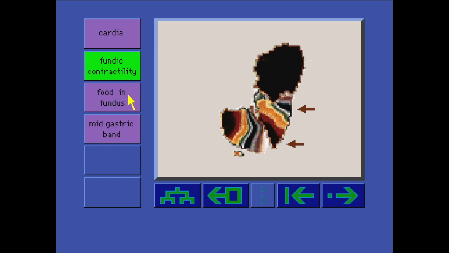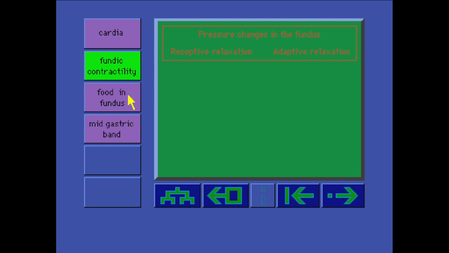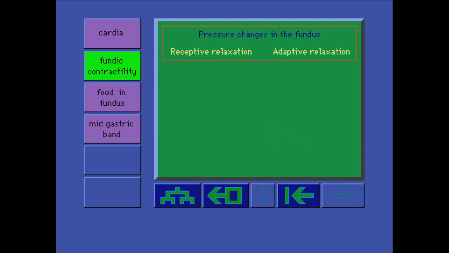So in fact, functionally, we have two stomachs. One for storage, the fundus, and one for grinding, the corpus antrum. The storage of food in the fundus is an active motile process. Indeed, the tonic pressure in the fundus changes as food is about to enter it. A distinction is made between receptive and adaptive relaxation of the fundus.